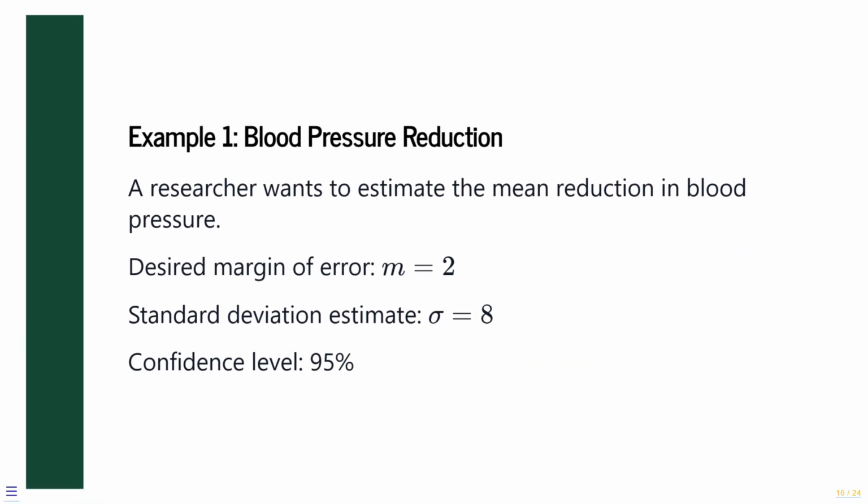Let us now look at an example involving blood pressure reduction. Suppose a medical researcher wants to estimate the average reduction in systolic blood pressure from a new medication. The researcher wants the estimate to be within 2 millimeters of mercury of the true mean at the 95% confidence level. Previous studies suggest that the standard deviation is about 8 millimeters of mercury.